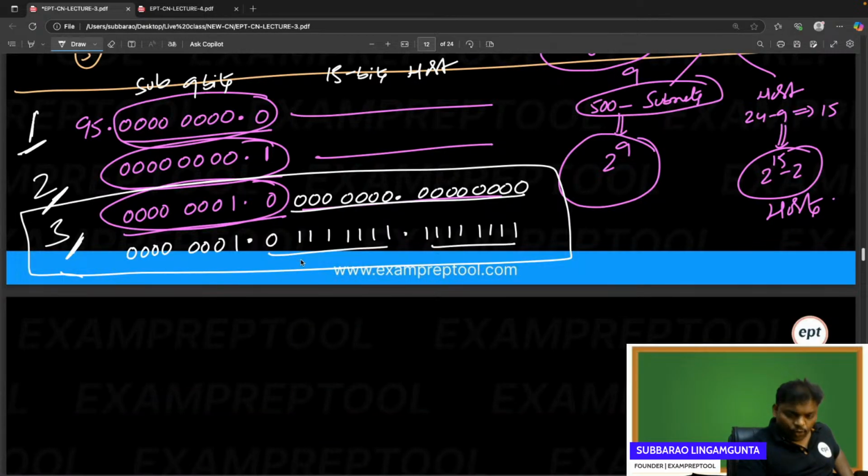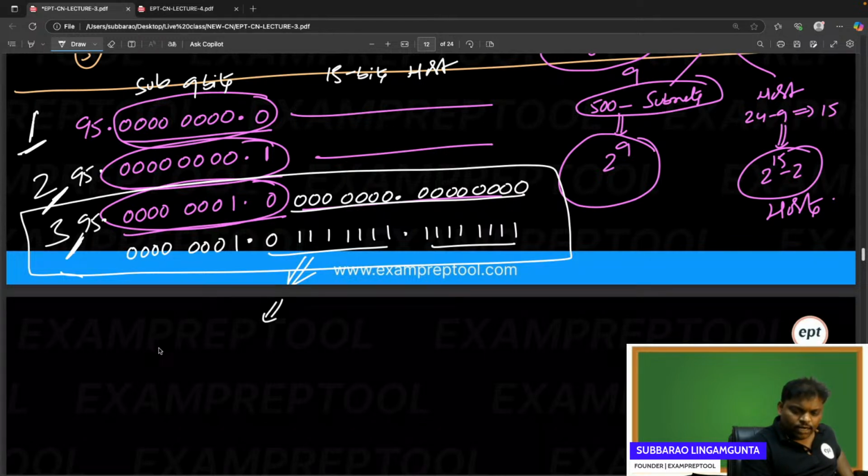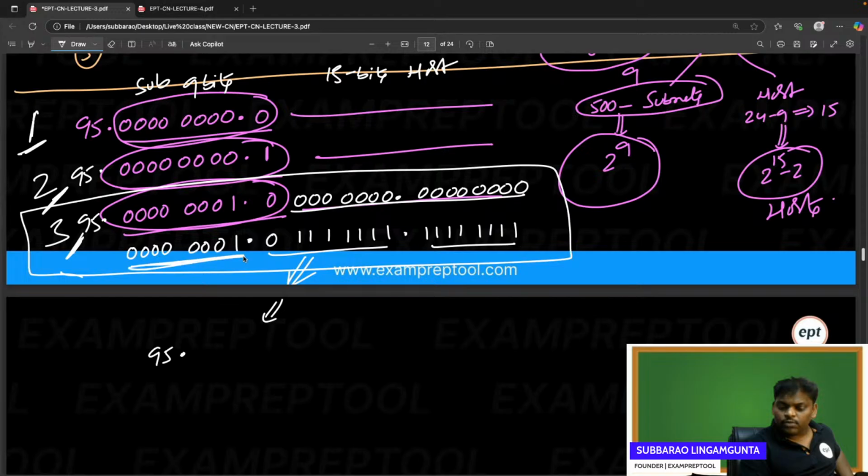If you write properly, this is the answer. Let me write now 95 as usual. Network part, no change. Can you see this? I am writing this. 95 dot 1 dot. This number, if you observe, we want 255. 128 remove, 128, 128, 256.